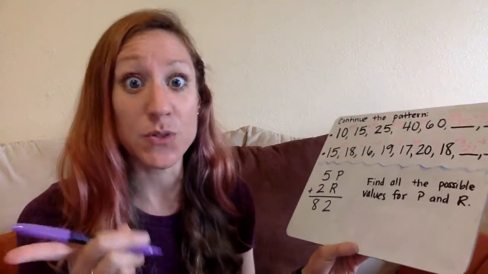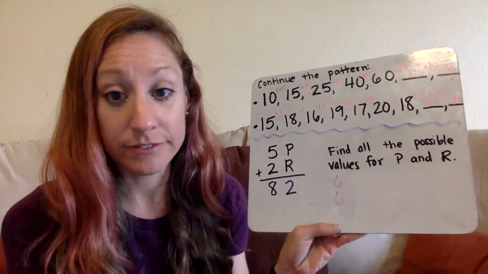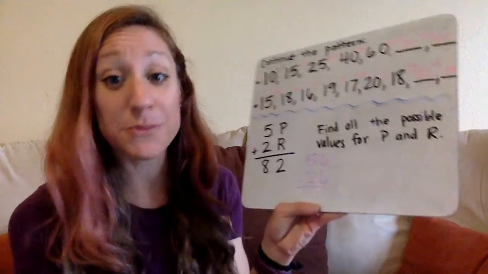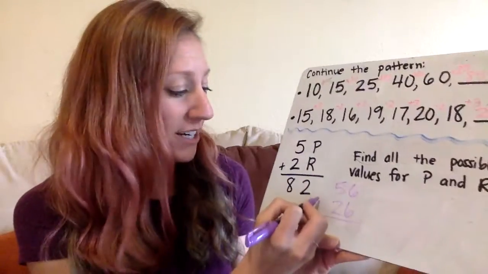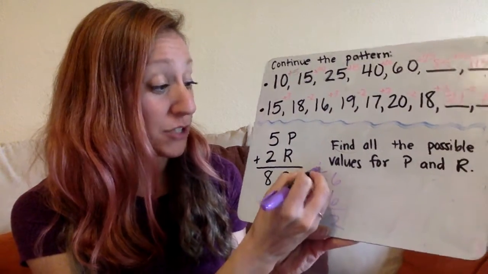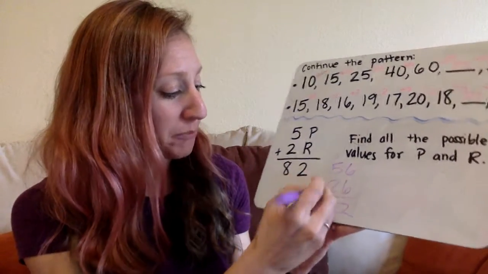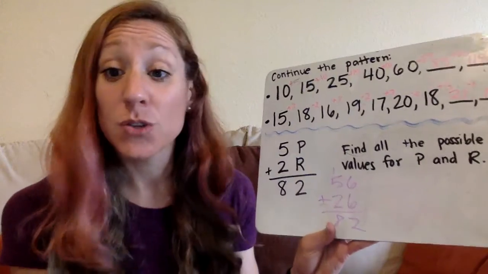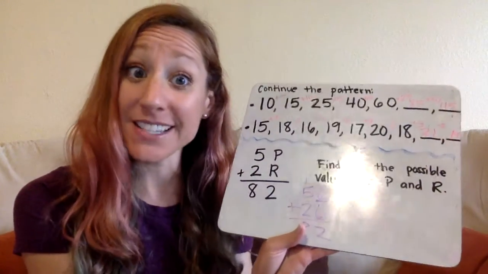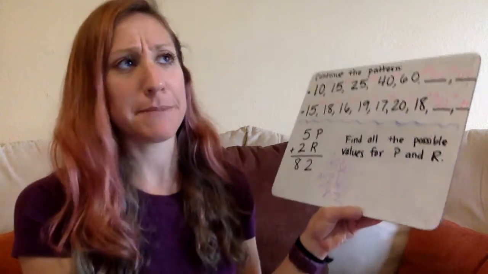Ooh, I know a doubles fact that makes 12. So 6 and 6 makes 12. So let's see, 56 plus 26. 6 plus 6 is 12. 2 1s, 1 10. And then 1 plus 5 plus 2 is going to be 8. So P and R could be 6 and 6. They could both be 6. Okay, cool. What's another thing that makes 12?